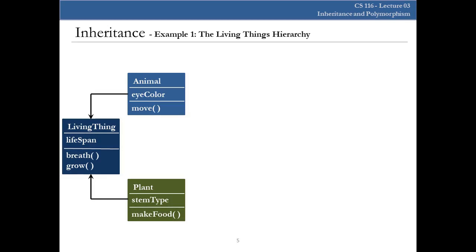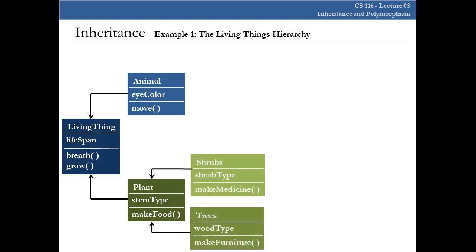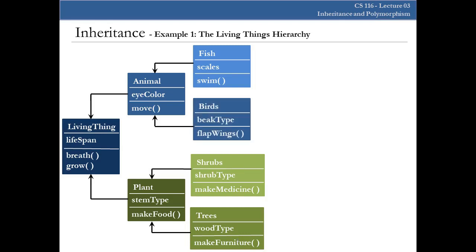Now, let's extend these child classes further. Let me define two more classes which are inheriting from plant: shrubs and trees. In shrubs, I have added an attribute shrub type, and it can perform an extra functionality of making medicine. Whereas in tree, I have included wood type, and I have added a functionality of making furniture. Similarly, I can extend the class animal, and let's suppose I am making two child classes, fish and birds. Fish has scales and it can swim, and birds have a beak type and they can flap their wings.